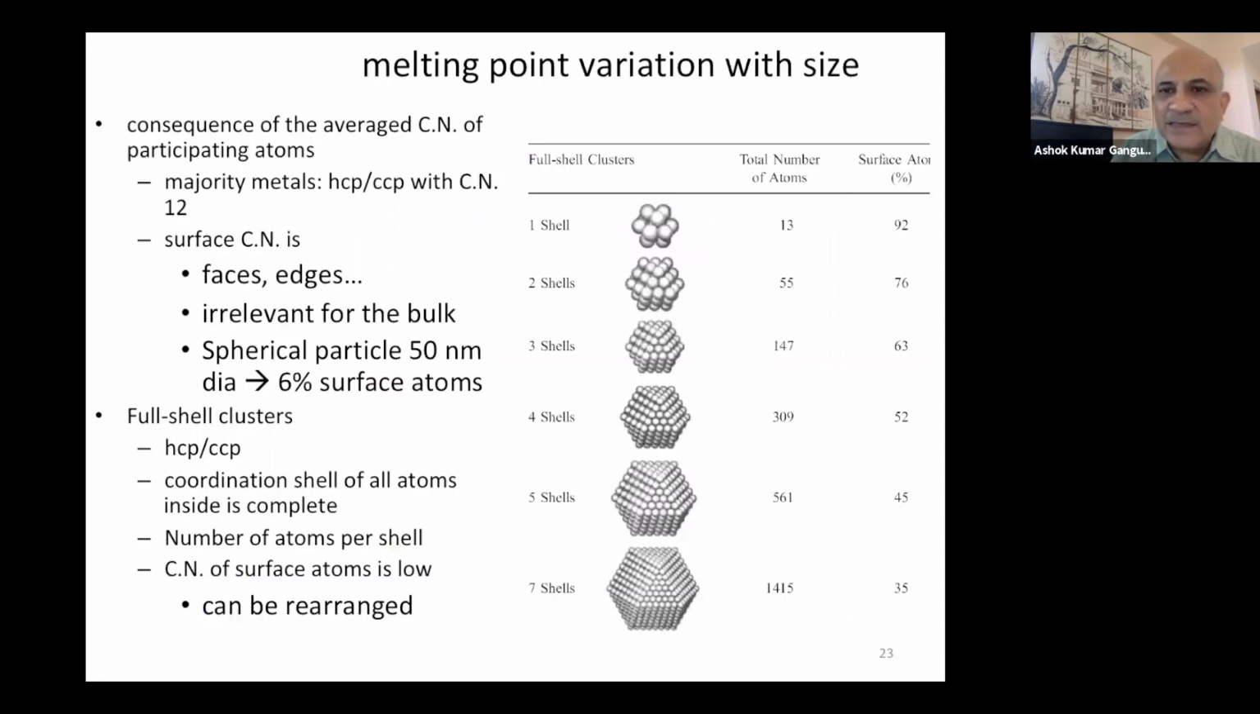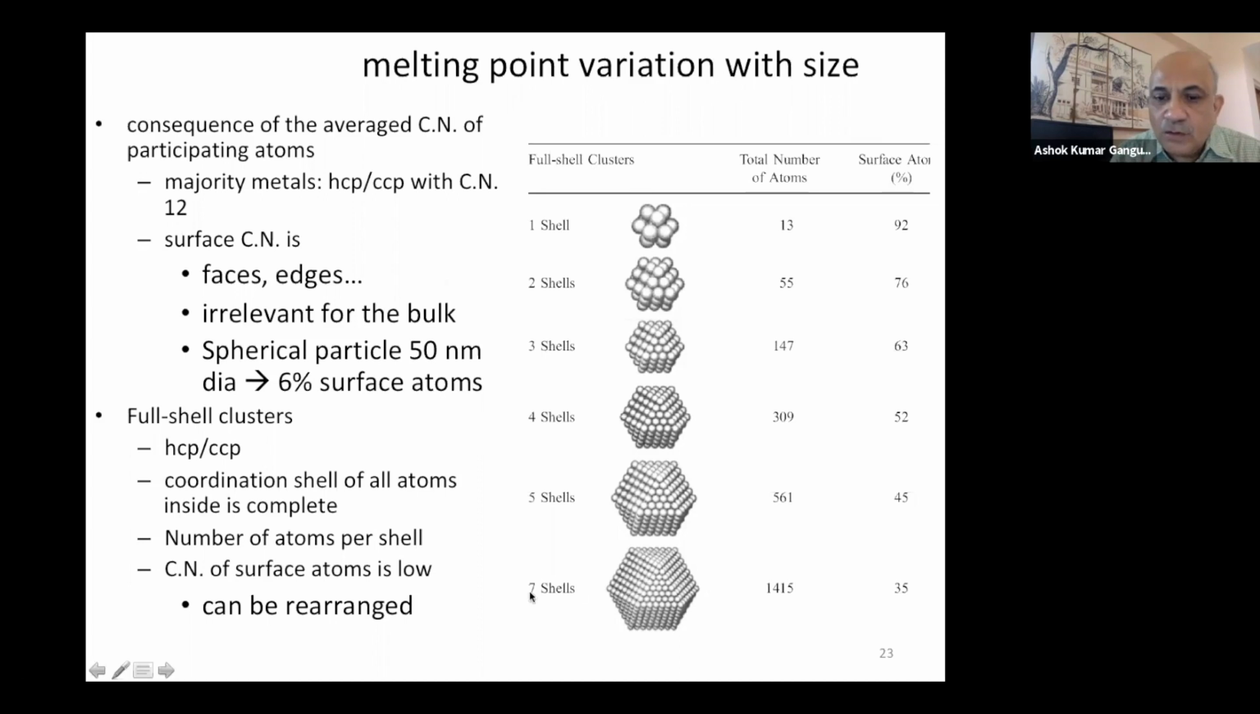Melting point decreases with size because the number of shells of atoms changes. As you see, if you have a very small atomic cluster, there are 13 atoms, one atom at the center and 12 surrounding it. It's a 13 atom cluster, and you can see that you will have a surface atoms is 92% coverage for the small cluster.